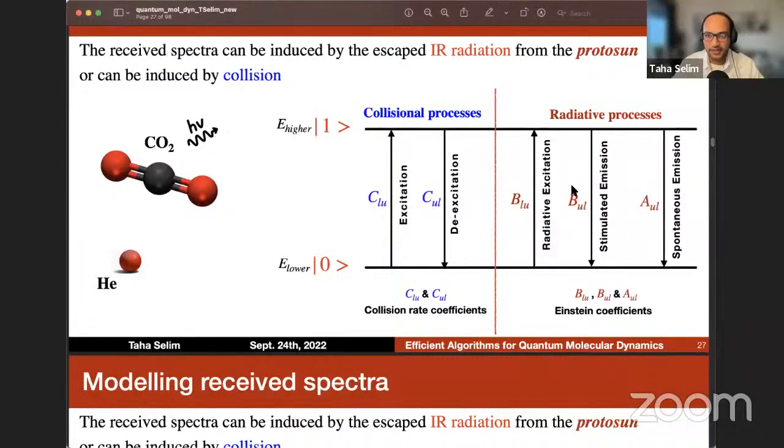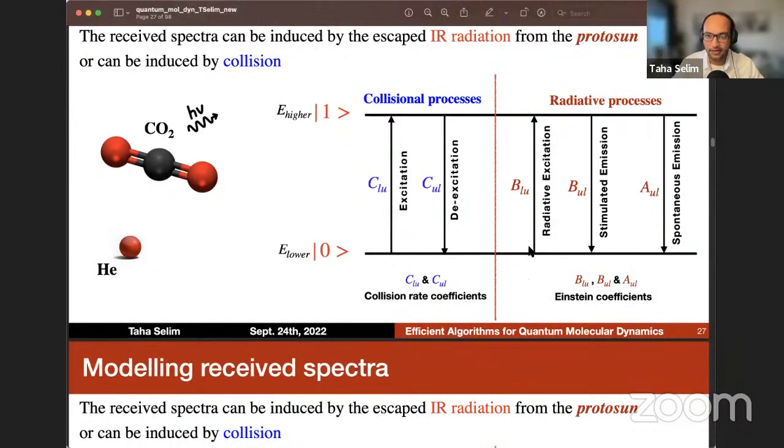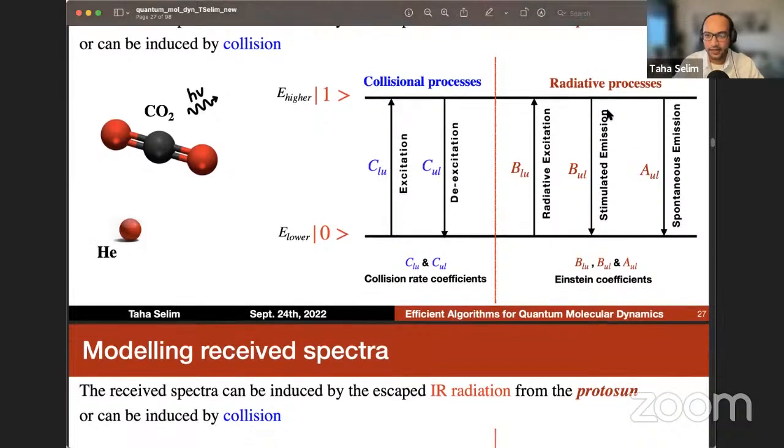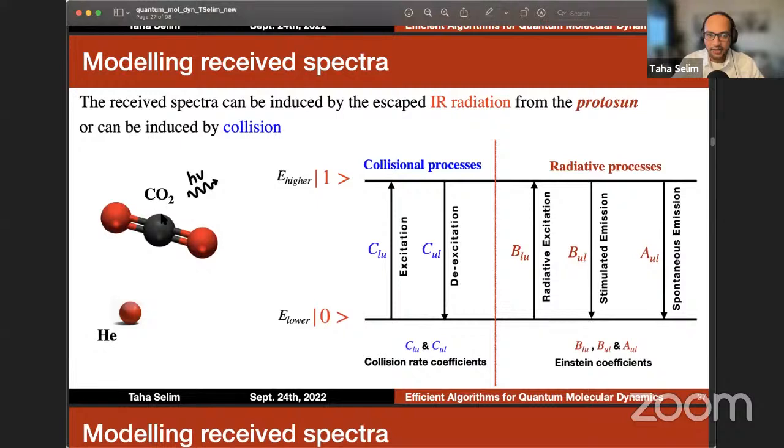The other process is called the radiative process, and in that process, the escaped IR radiation might cause radiative excitation. This is B_LU, where L indicates lower and U indicates upper. Or it can have a stimulated emission, so the molecule is forced to emit photons, or spontaneous emission. To describe the collisional process, we compute collision rate coefficients, and the radiative processes are computed by Einstein coefficients. The name Einstein is historical for such coefficients. Basically, by knowing these constants, astrophysical scientists can perform their simulations and really extract and simulate the received spectra.